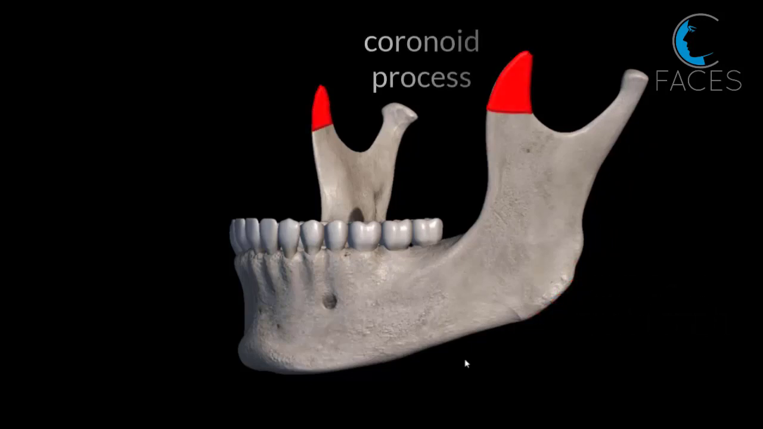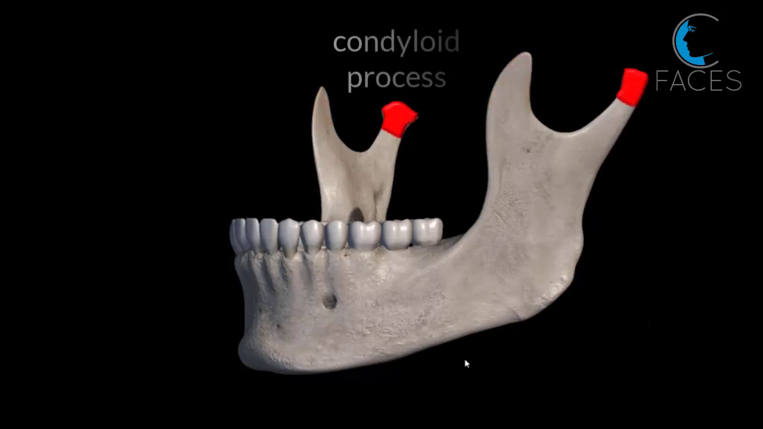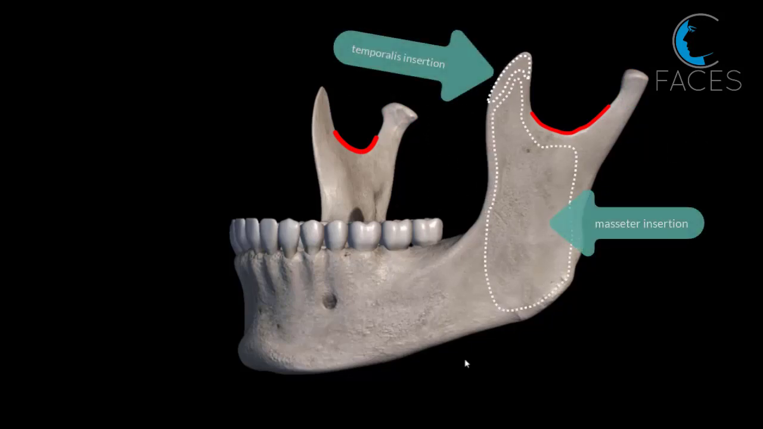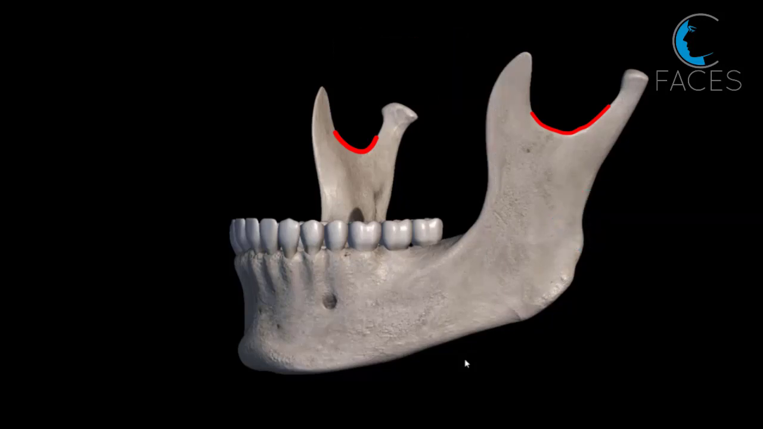At the anterior and superior aspect of the ramus, we find the coronoid process, and the posterior is the condyloid process. These two are separated by the mandibular notch. The temporalis muscle and the masseter insert on the lateral surface of the coronoid.